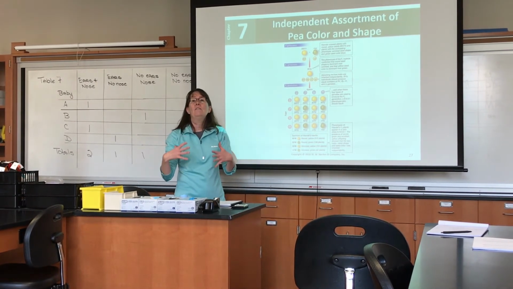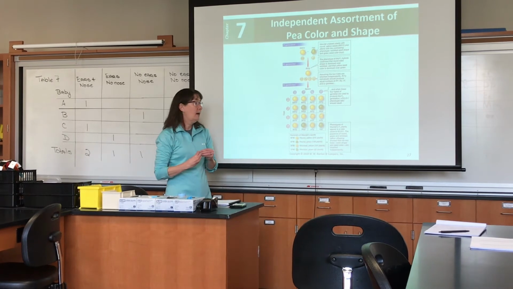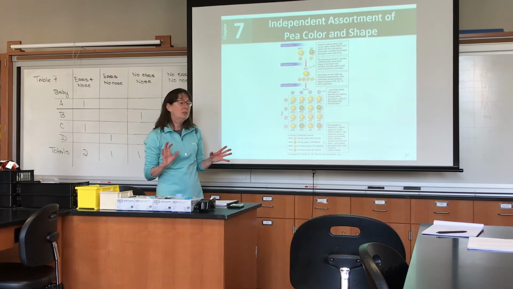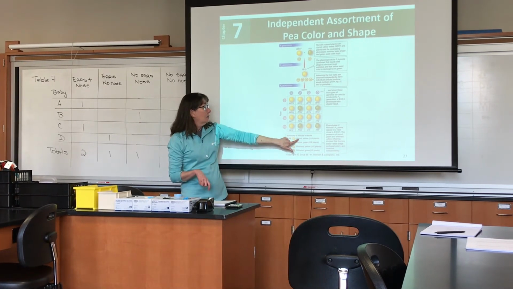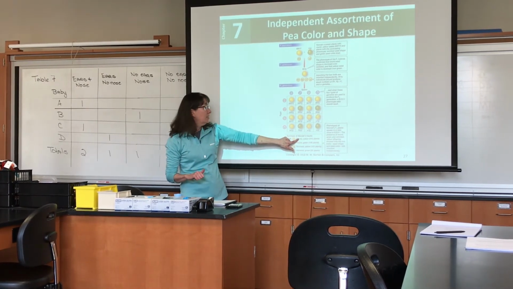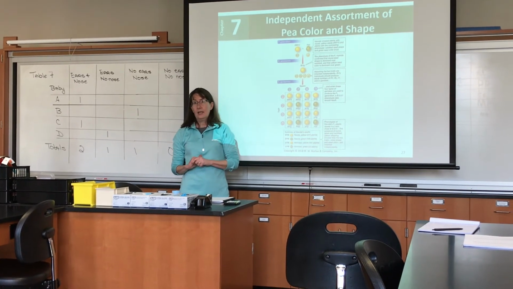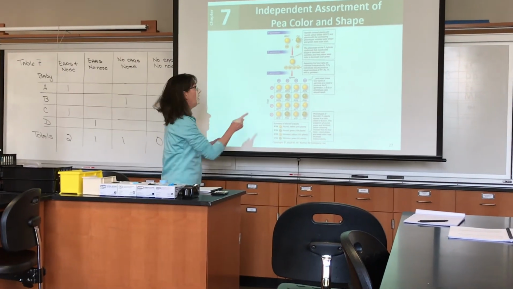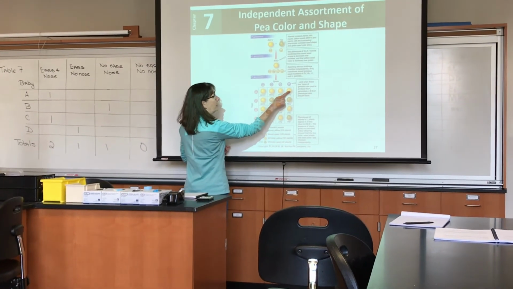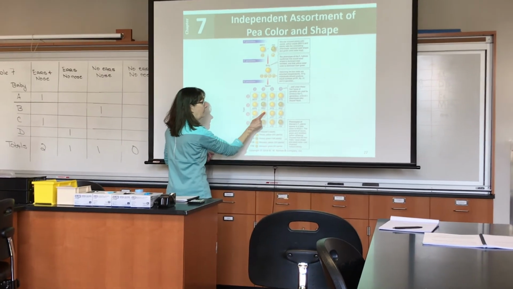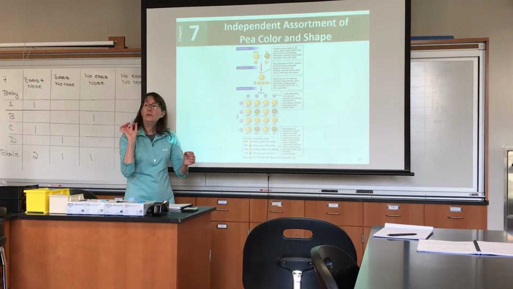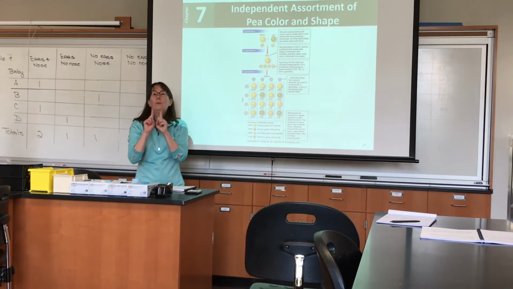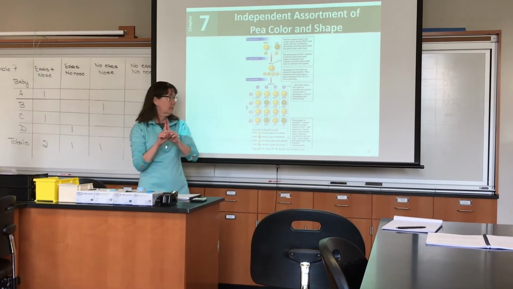We now have 16 possible combinations. And when we look at those 16 possible combinations, round is a dominant characteristic, yellow is a dominant characteristic. And when we count up the offspring, we have 1, 2, 3, 4, 5, 6, 7, 8, 9 out of those 16 offspring will exhibit both dominant characteristics.